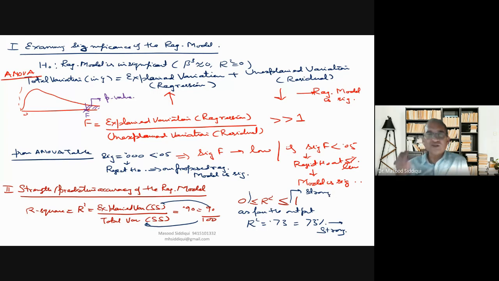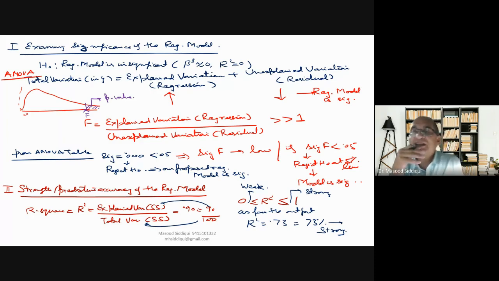And suppose R square is 0.15. It means our model is able to explain only 15% of the variation. It means the remaining 85% of the variation is being explained by outside the model. So in that case, we say that our model is weak. So if the value of R square is near to 0, we say that our model is weak. So R square is clear? Yes, class? R square is clear? Okay.